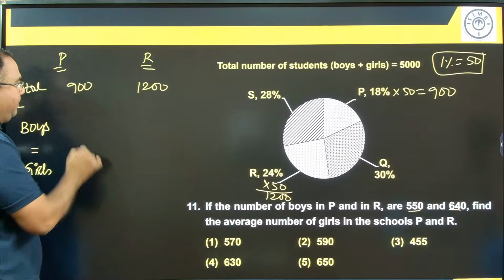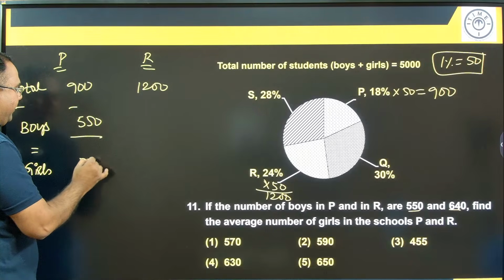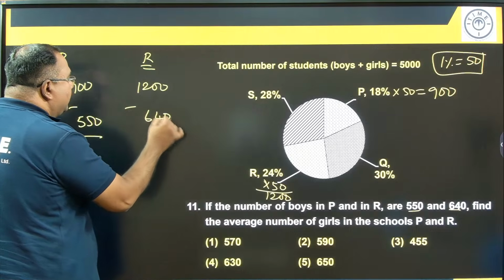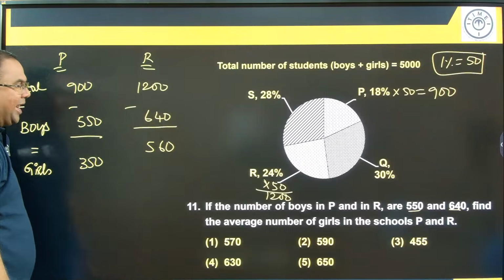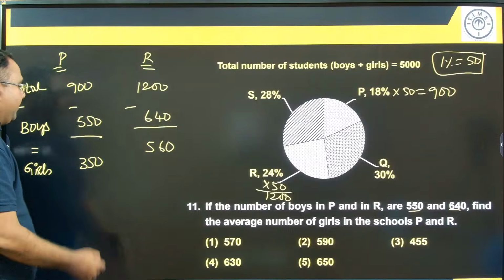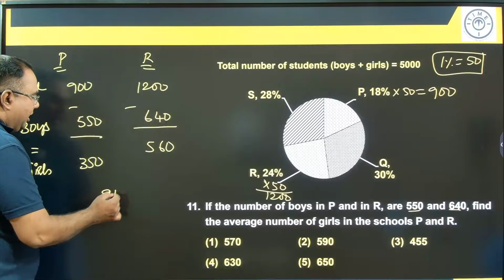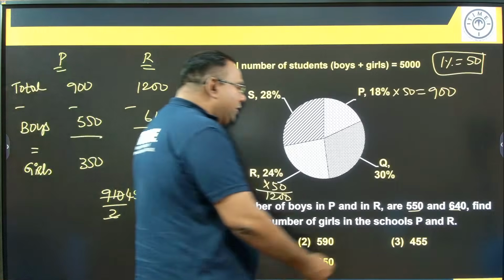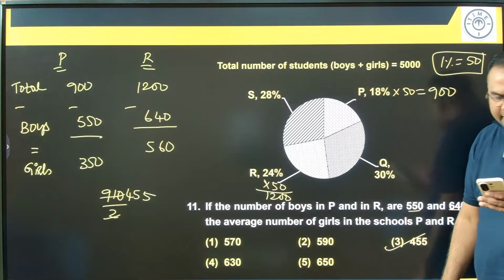How many are boys in P? 550. So remove 550, girls are 350. How many are boys here? 640. If I remove 640, it is 560. We need the average number of girls in schools P and R. So 350 plus 560, how much is this? 910 divided by 2, it has to be 455. Correct answer, students? Very good. Option 3 should be your answer.